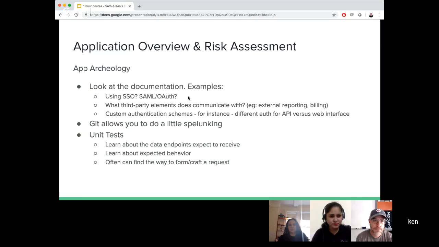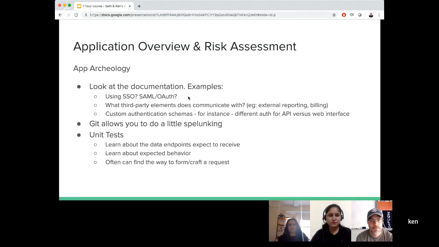So, looking at the documentation. This is something we're actually going to show you. If you look at an application and just look at its README, and most applications have a README, just looking at that will give you hints on where else to look. It will typically talk about setup, and it will typically talk about what exactly it's doing. Those things alone can help you.